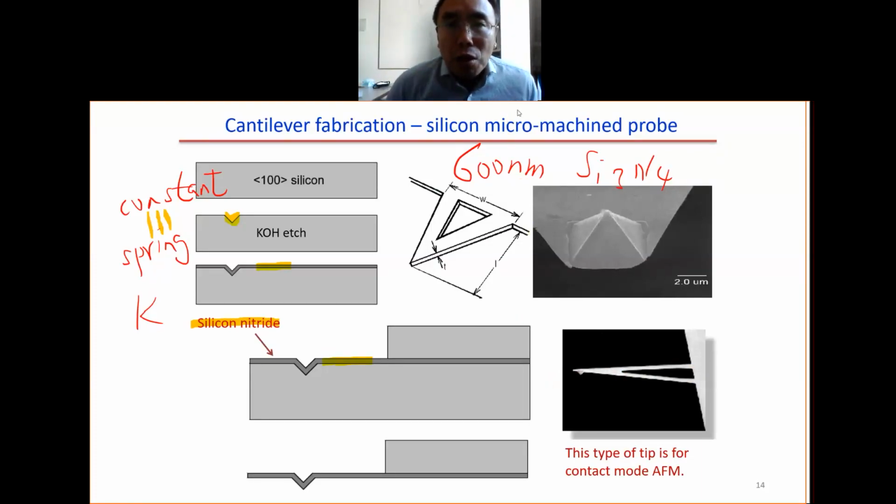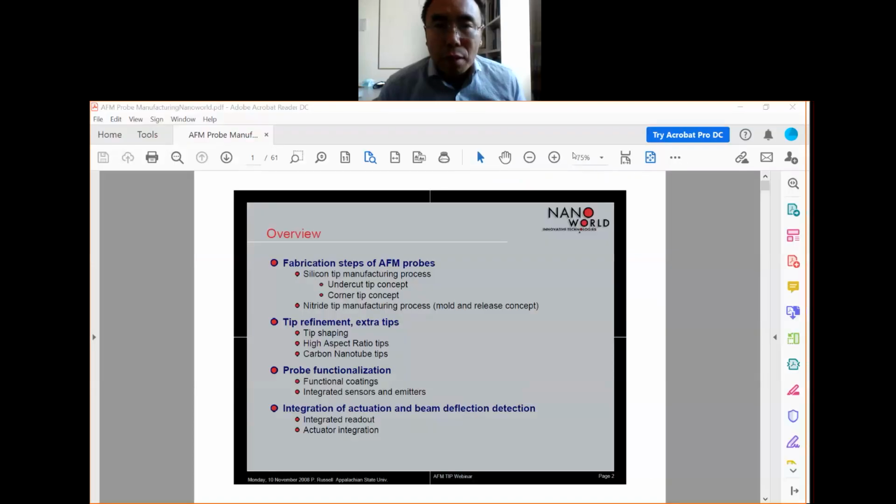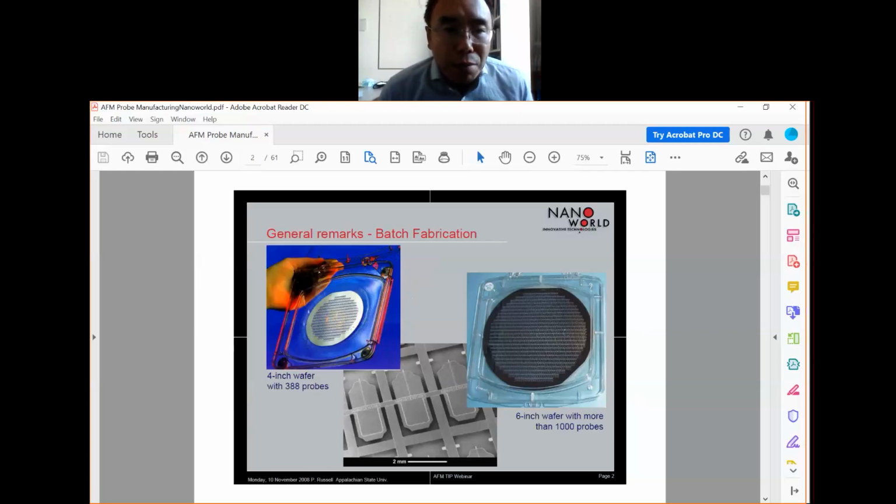So now I will show you the fabrication procedure by the nanowort. Actually, I have already uploaded the slide. You do not need to remember the fabrication process, but it's good to know if you are interested. You can download this slide in the Learn. This is the wafer of the tips.